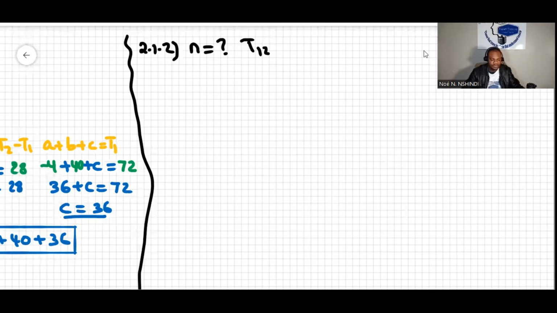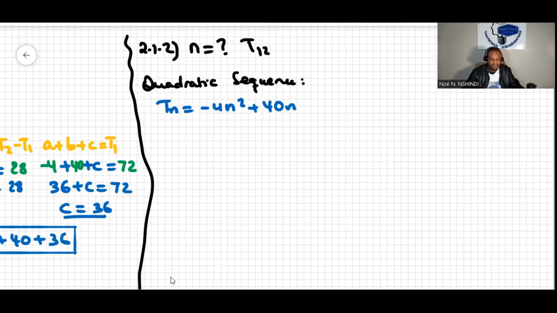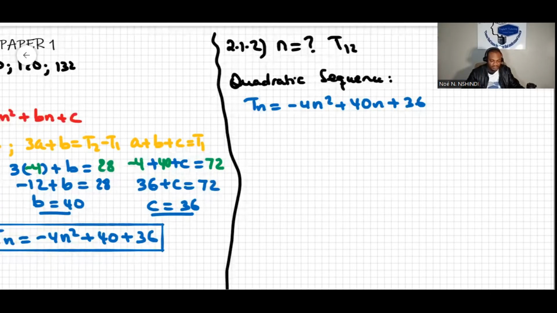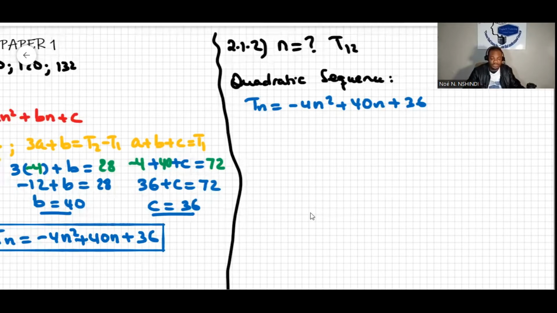Okay, I think I'm going to write it like this. Let's say the quadratic sequence. We did get Tn equal to -4n squared plus 40n plus 36, as we did over here. Oops, I forgot to write n over here. I meant to write plus 40n. Okay. Now, that was the quadratic sequence.